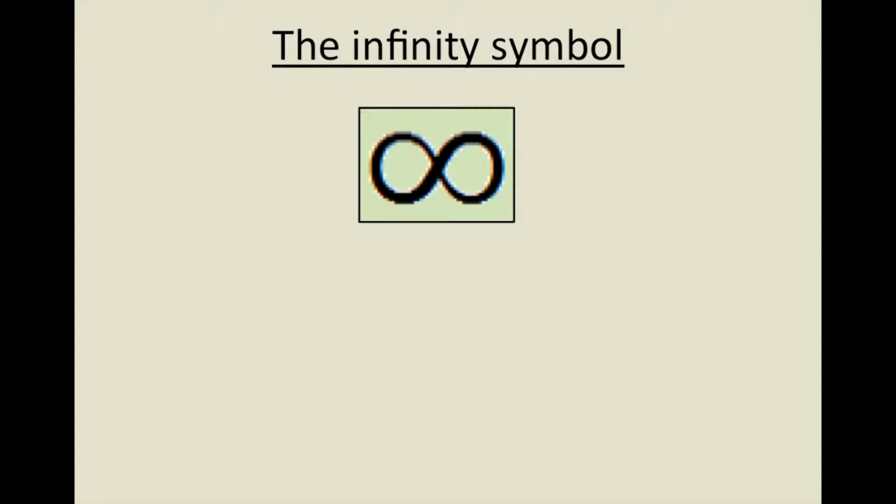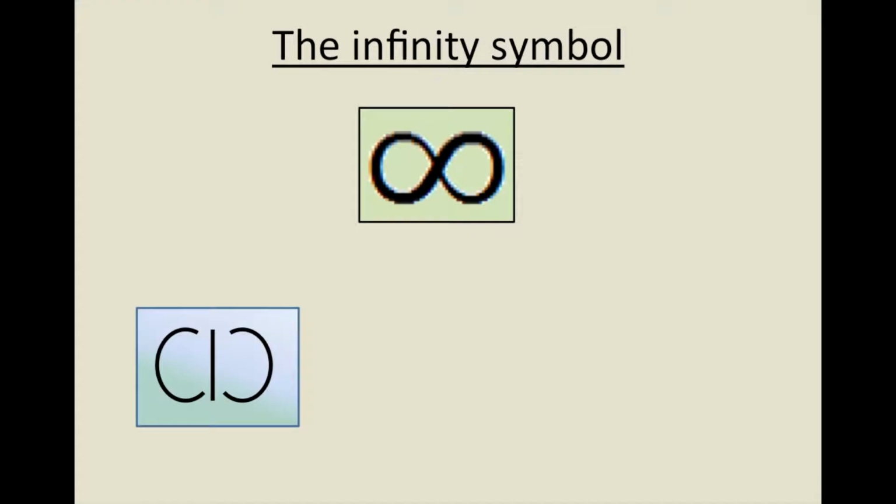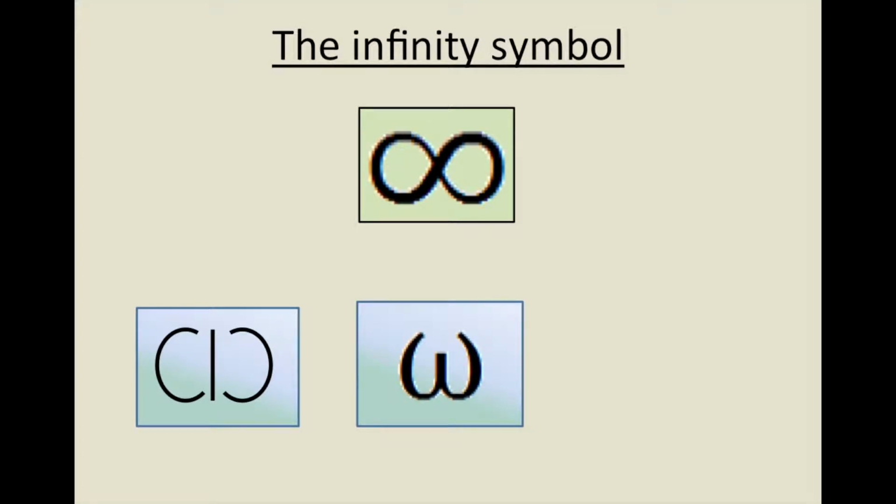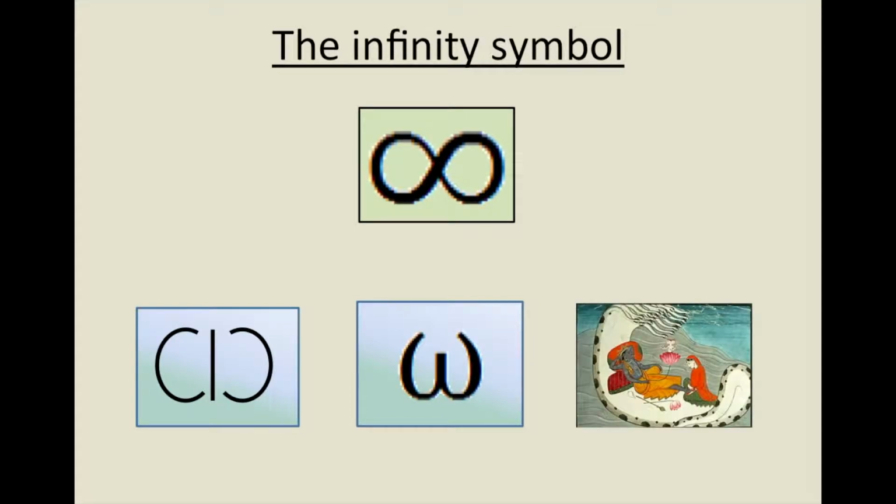Some people assume it's like a stylized M, and M would be the number in the Roman numeral system, which is the largest number there is. It's 1000. Some people think it comes from the letter omega in the Greek alphabet. Omega is the last letter in that alphabet. Other people think it's connected to Vishnu, the Hindu god.